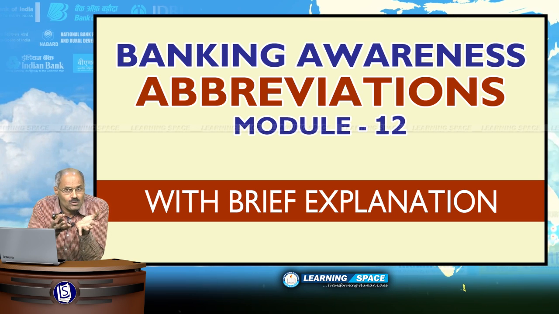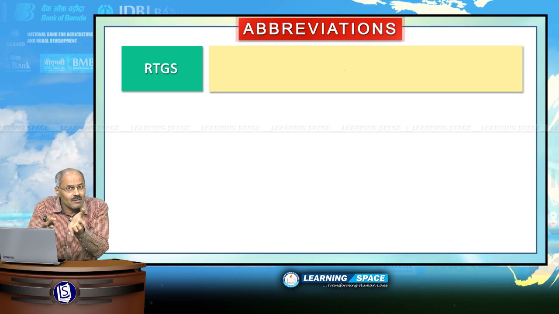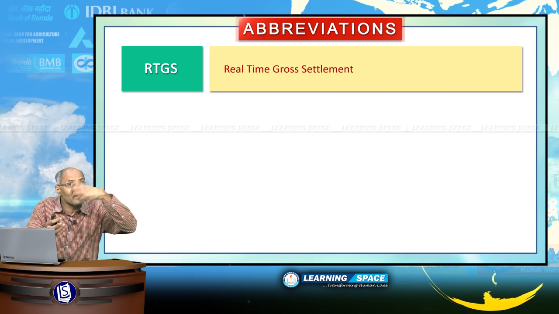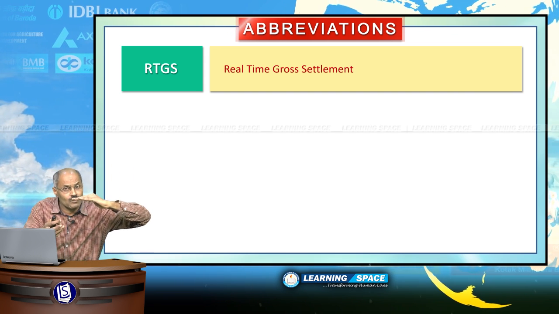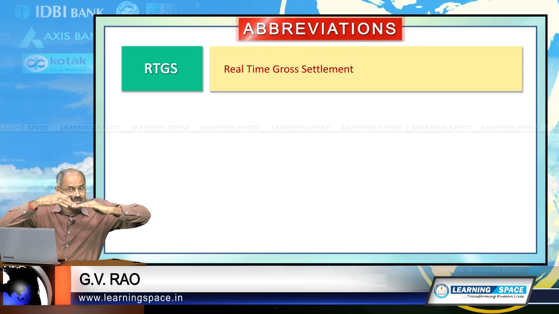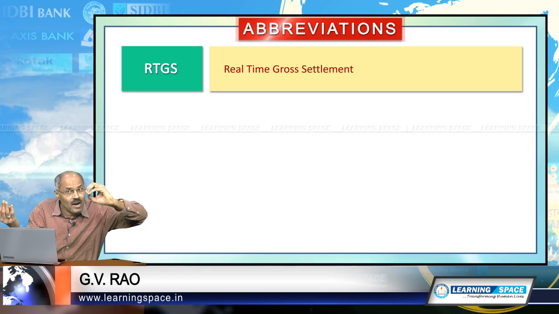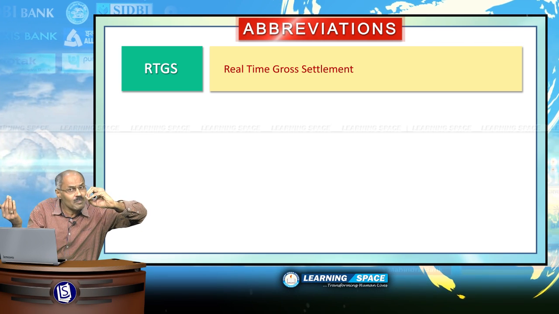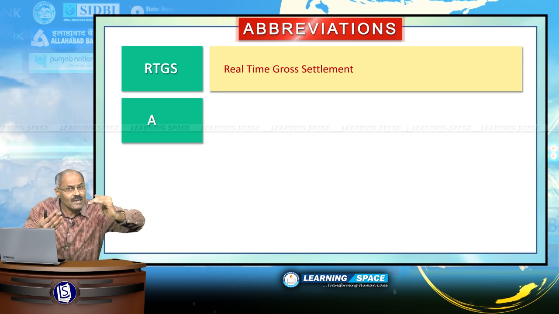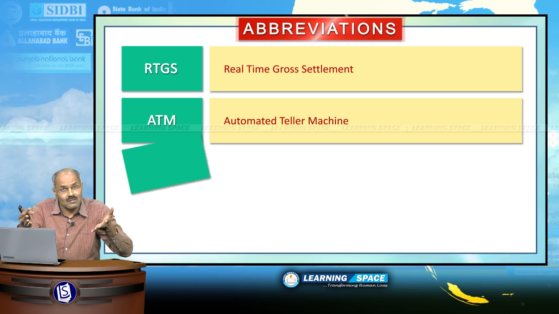This is the 12th module and look at the first one, RTGS. RTGS is Real-Time Gross Settlement. All of you are well aware. This is for high value transactions. Minimum prescribed is rupees 2 lakhs. There is no maximum limit and each and every transaction will be recorded in the books of Reserve Bank of India. So RTGS is for high value transactions and it will not be categorized under retail transactions, so please don't forget. ATM, all of you are well aware, ATM is Automated Teller Machine.